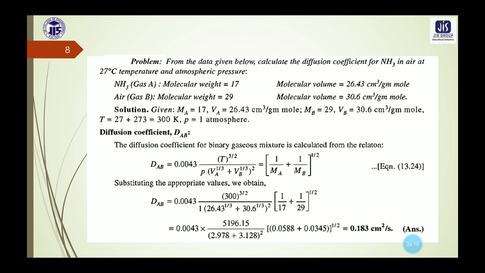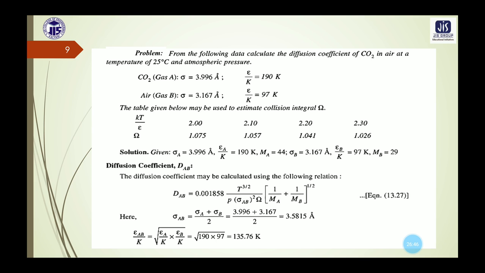So this is the procedure by which we have calculated the diffusion coefficient for NH3 in air. We need to remember the formula or the relation of the diffusion coefficient in case of the binary gaseous mixture, and if you can remember that formula, then you can easily calculate its value in this numerical. Let us discuss the next numerical.